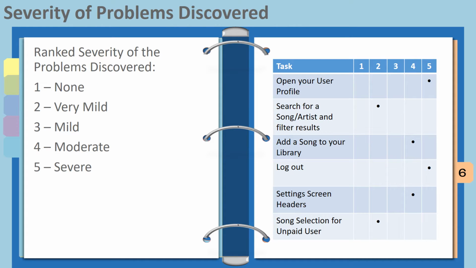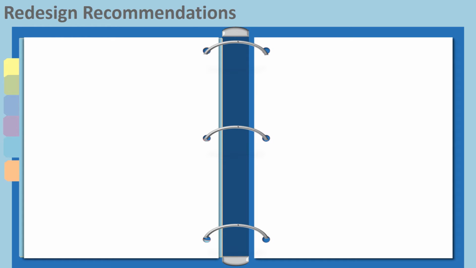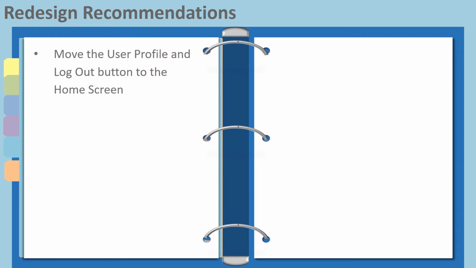This table shows how I ranked the severity of each problem encountered. The ranking is based on the impact of the issues on the test participants. Based on the test results, here are my recommendations. Move the user profile and logout button to the home screen. Every test participant made this suggestion and found it confusing that these options are buried on the Your Library screen, the very last screen in the mobile app's main navigation menu.